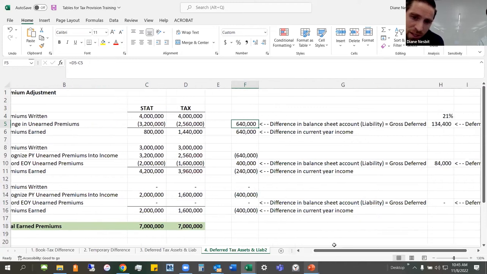And because we have less tax to pay in the future, because we're accelerating this 640, we have an asset, meaning, hey, I've got less tax in the future to pay. So I'm going to record this tax asset, meaning, hey, I prepaid this tax essentially. Stat is going to pick up all this income, but we don't have to. So I'm going to record this asset.